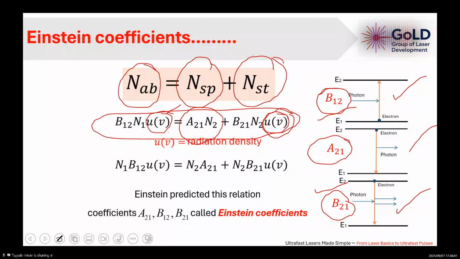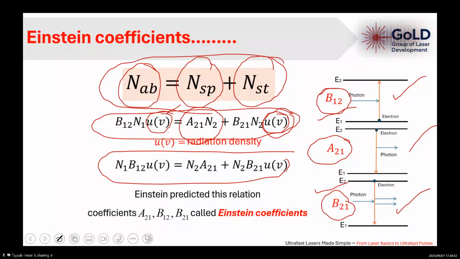But these processes are interlinked with each other, so the equation can be written like this. These are simple things which you can see, and with the help of these equations, you can understand absorption, spontaneous emission, and stimulated emission, and you can solve further to get more mathematical relations, which I'm not teaching you here. These coefficients are called the Einstein coefficients.